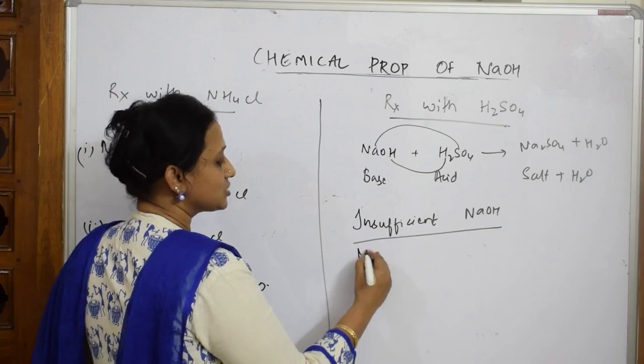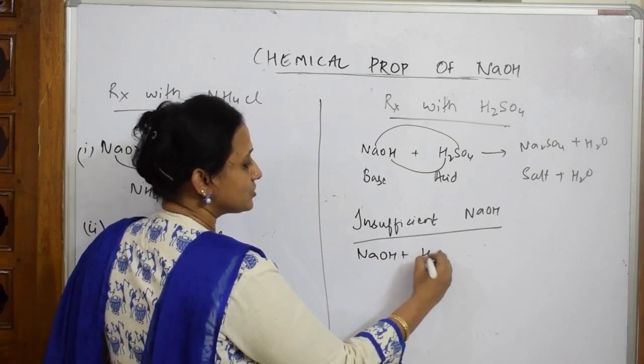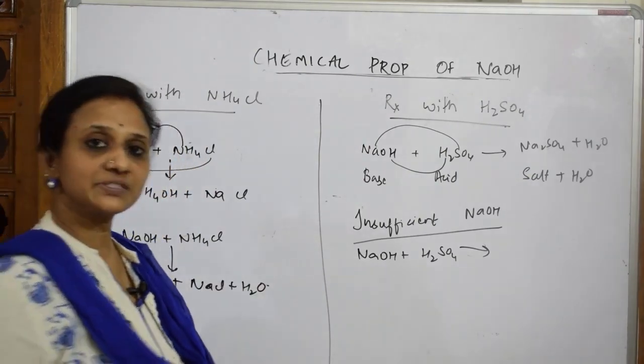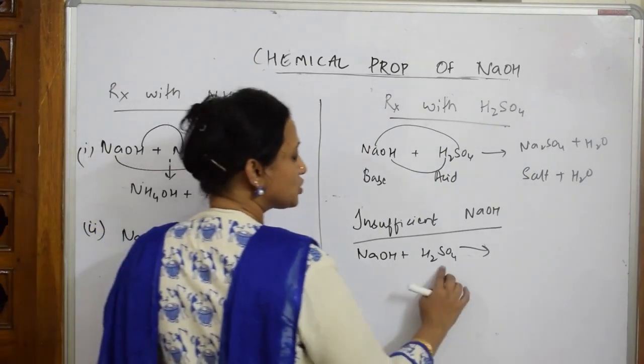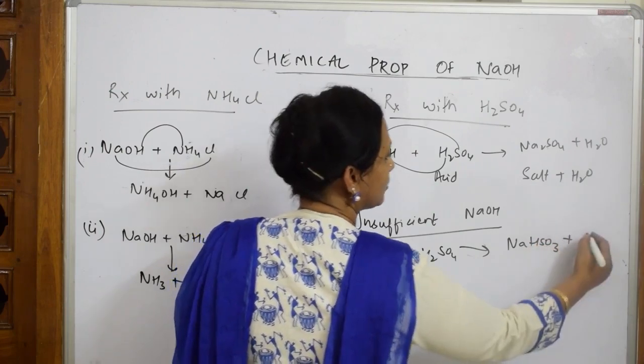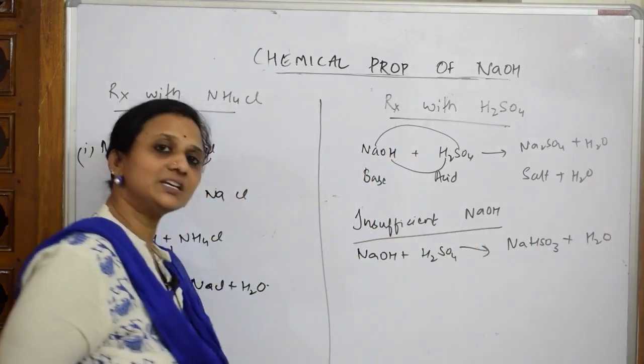Now let us take sodium hydroxide. I'm going to take sulfuric acid. Right. Now here, instead of sodium sulfate, it's going to form sodium bisulfate, NaHSO4, along with this water. This is where you need to be careful enough.